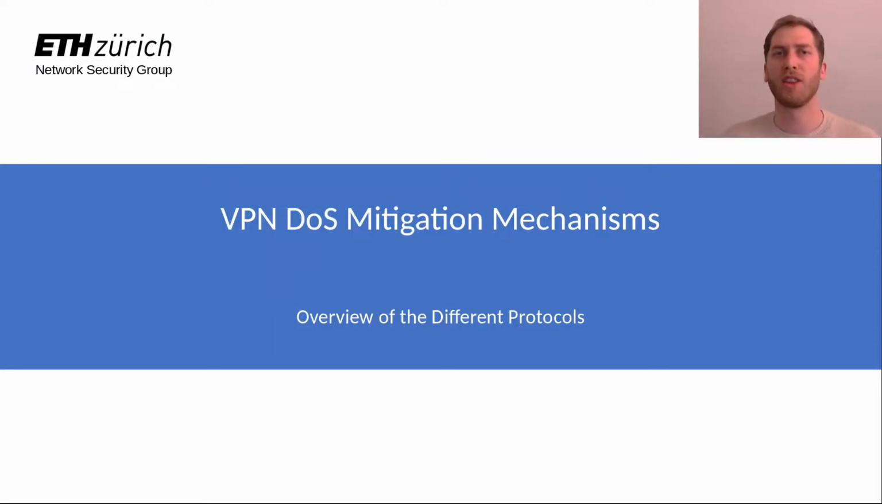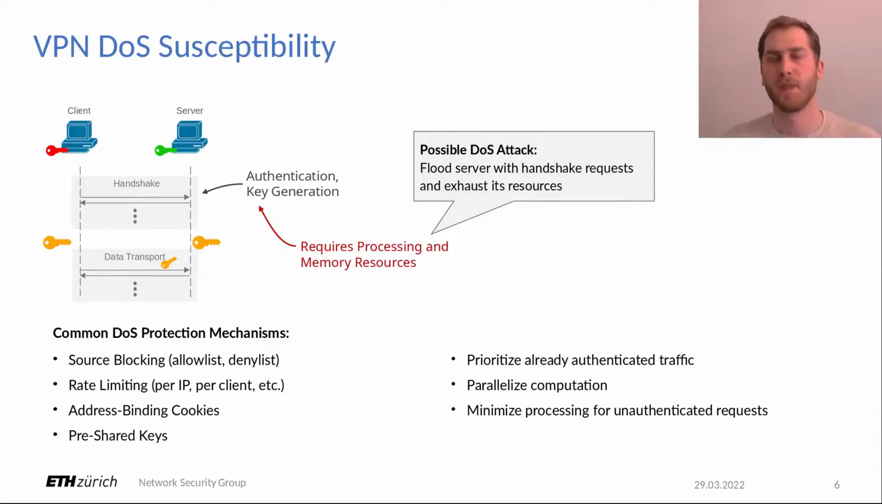To get started, I would like to give a brief overview of the different VPN protocols and common DOS mitigation mechanisms. A VPN protocol can usually be divided into 2 parts, the handshake and the data transport part. During the handshake, the client and server authenticate each other and generate keys. With the generated keys, further data transport between the peers is then authenticated and encrypted. During the handshake, significant processing resources are required and memory is allocated. Therefore, an attacker which floods the server with handshake requests might be able to overwhelm the server and exhaust its resources, causing a denial of service.